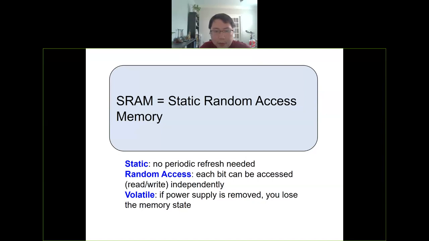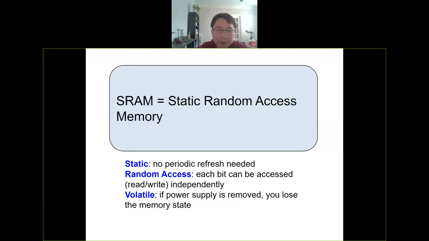And here we are going to talk about the static. What does static mean? Static means no periodic refresh. This is with respect to the DRAM, where we need the periodic refresh. Or in other words, static means after you turn on the power supply, your data pattern will be there, will be static. You can memorize your data. You can store the data like a static pattern. So that means static.